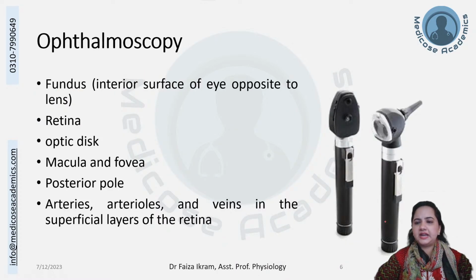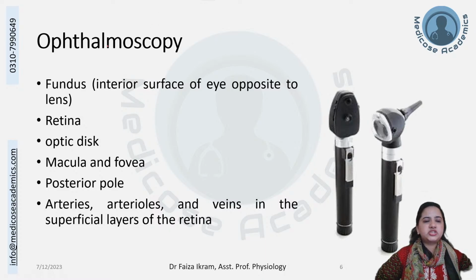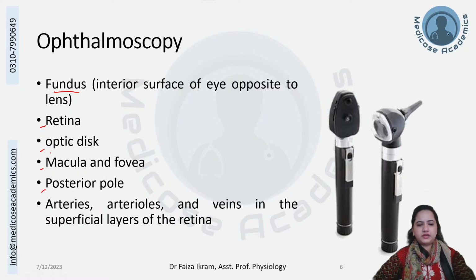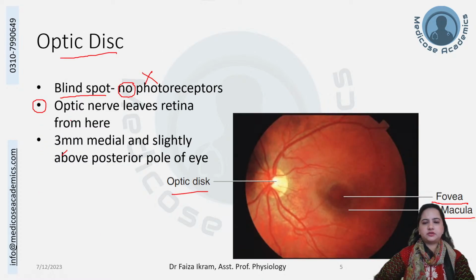We have this handheld device in our clinics known as an ophthalmoscope, which can be used to visualize the fundus of the eye, meaning the interior surface of the eye, including the retina, optic disc, macula, fovea, posterior pole, arteries, veins, and superficial layers of the retina. We can see all this with the help of this ophthalmoscope at the bedside. This can help us diagnose many diseases.